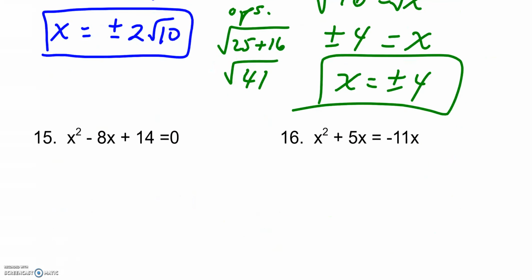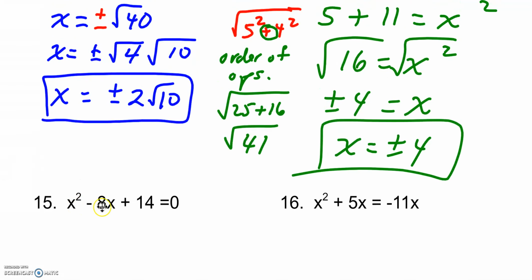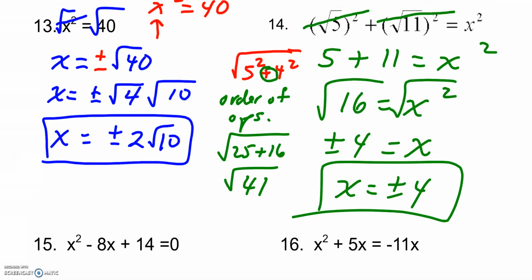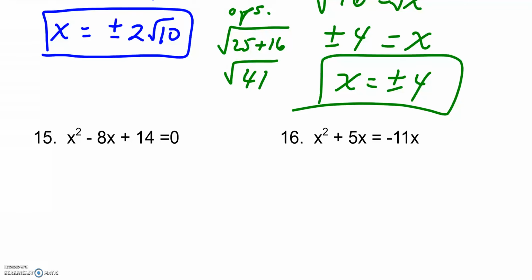So number 15, we cannot do square roots because I cannot combine x squared and x's like terms. The only time you want to do square roots is when x squared is isolated. Are there two numbers that multiply to be 14 and combine to be negative 8? No, so this is not factorable. So it looks like I'm forced to use the quadratic formula.